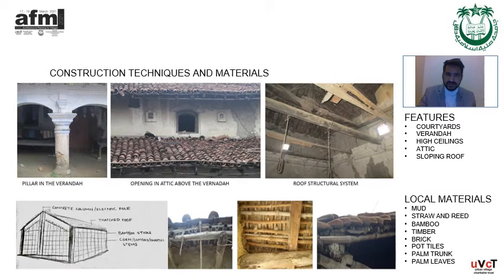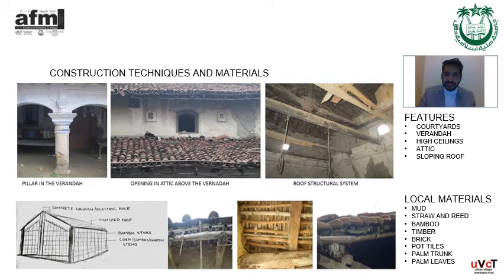Some common features of the vernacular architecture seen here are courtyards, veranda, high ceilings, attic and sloping roof. Sloping roof is most common among the three mohallas or three different typologies because this area receives very heavy rainfall annually. Building materials used here are mud, bamboo, timber, bricks, pot tiles, palm trunks, etc.